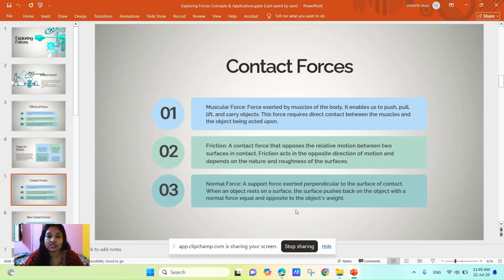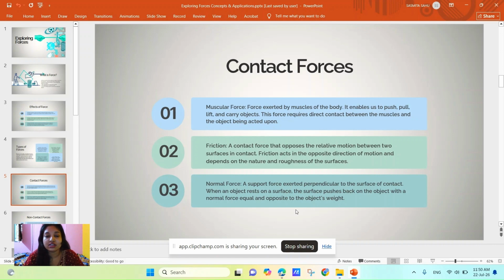The contact forces, that is muscular forces, friction and normal force. What is muscular force? Force exerted by muscle of the body. It enables us to push, pull, lift, carry objects. This force requires direct contact between the muscles and the object being acted upon. Let's take an example of running, walking or writing. In all these things, we involve our muscles. All these works are muscular force.